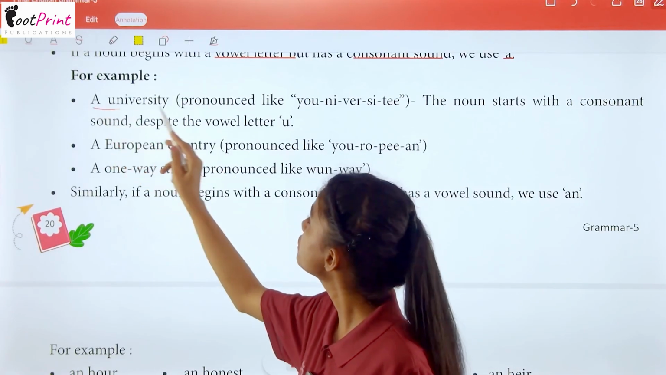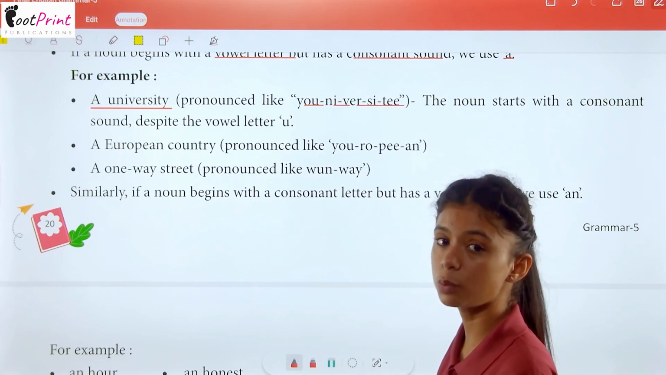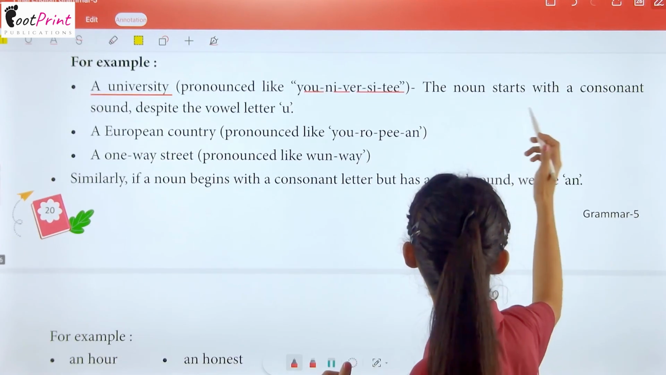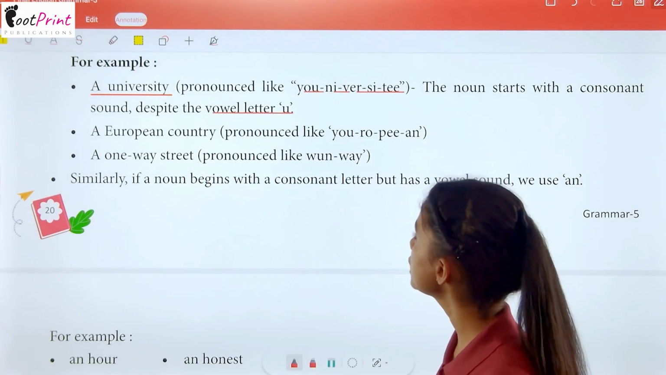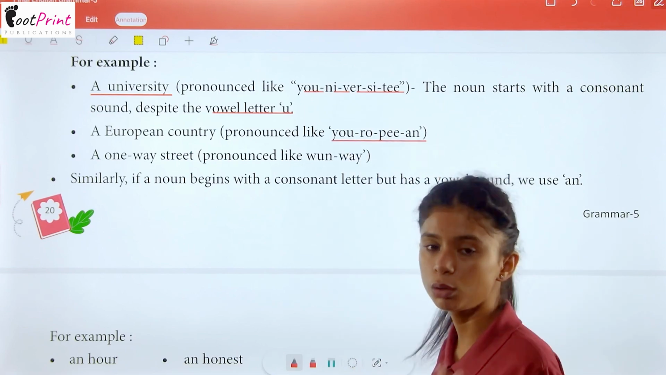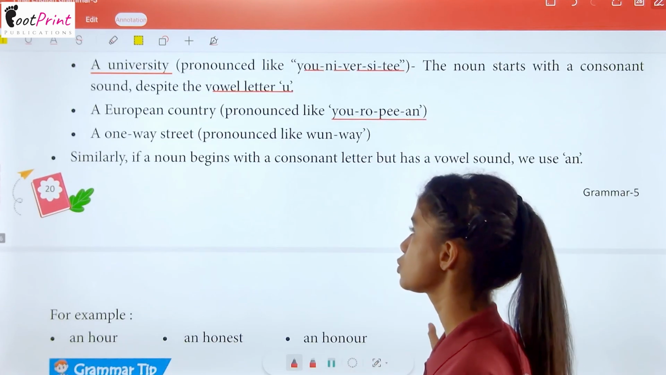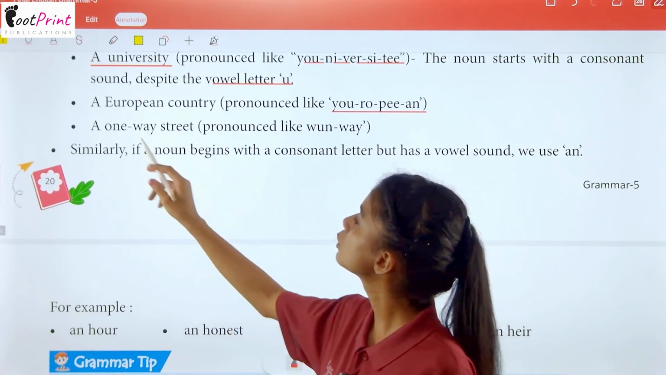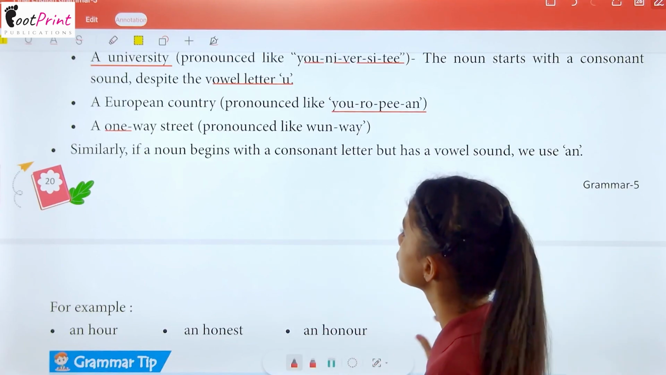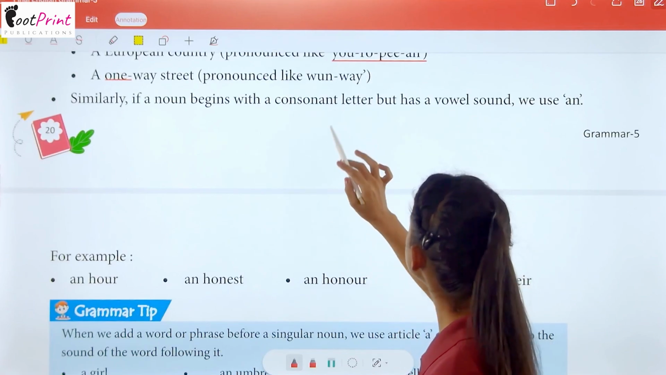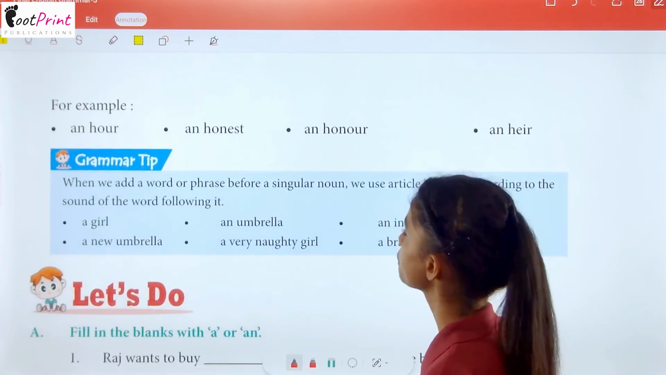For example, a university, pronounced like yoo-niversity. It's a y sound and not a u sound. The noun starts with a consonant sound despite the vowel letter u. A European country, pronounced like yooropean, although it starts with a vowel, the sound is of a consonant. A one-way street. Again, although it starts with a vowel, the sound is of a consonant, w. Similarly, if a noun begins with a consonant letter but has a vowel sound, we use an.